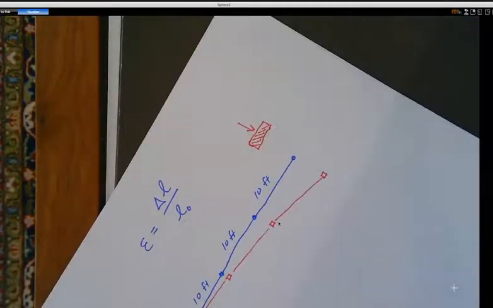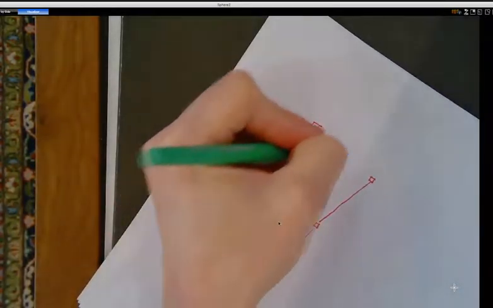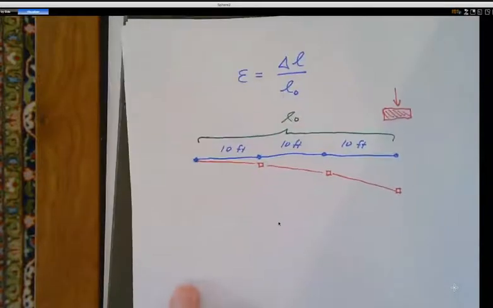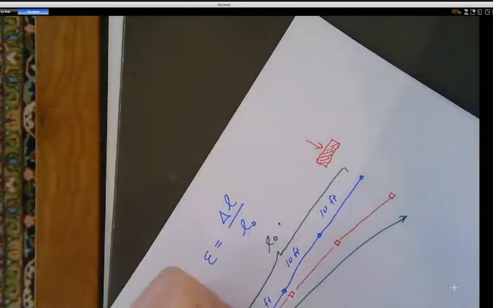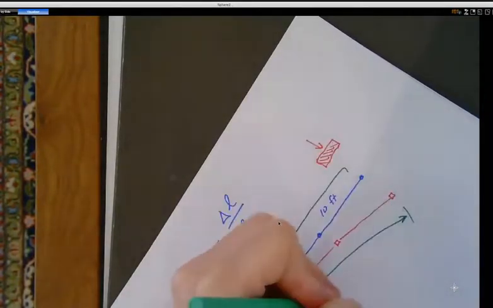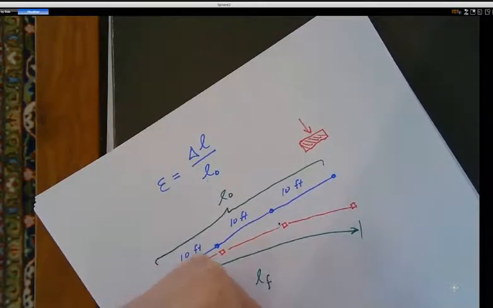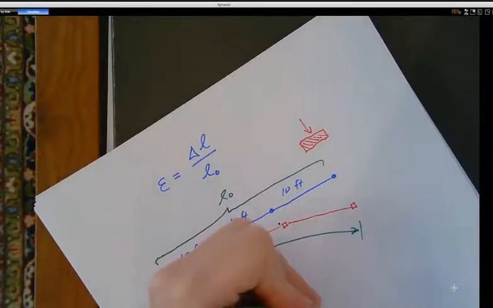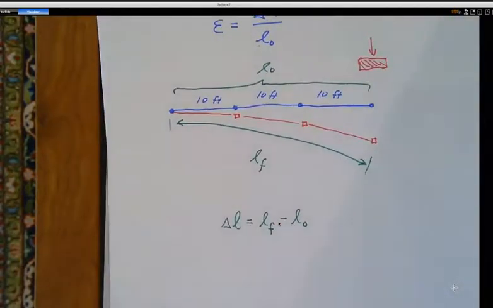And this 30 feet would be L naught, original length. This here would be length final, and delta L would be length final minus length initial. Questions on that?